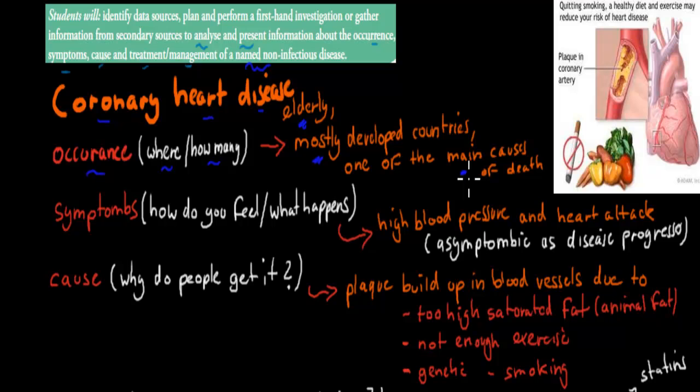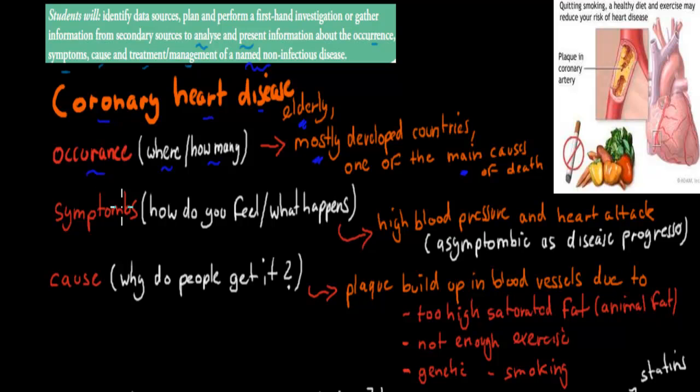And in terms of how many people suffer from it, it's one of the most common causes of death in Australia and in most developed countries. It's also becoming increasingly common in developing countries, but in developed countries, it's definitely one of the top causes.